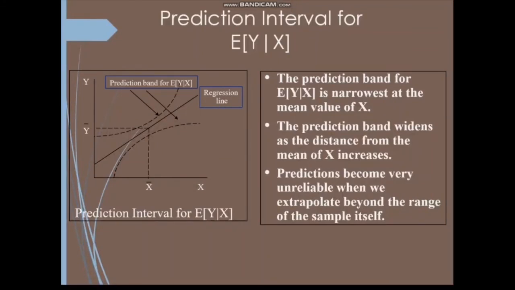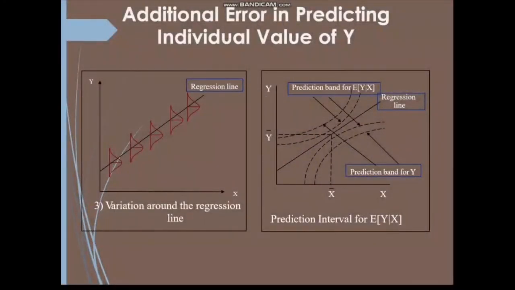The prediction band for EYX is narrowest at the mean value of x. The prediction band widens as the distance from the mean of x increases. Predictions become very unreliable when we extrapolate beyond the range of the sample itself. And then this is the graph for additional error in predicting an individual value of y. This is the graph for variation around the regression line, and then the graph for the prediction interval for EYX.